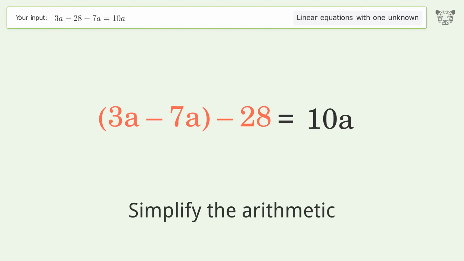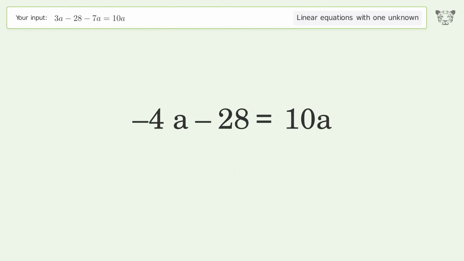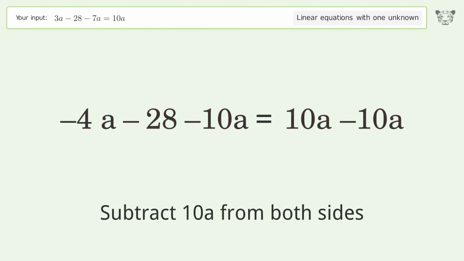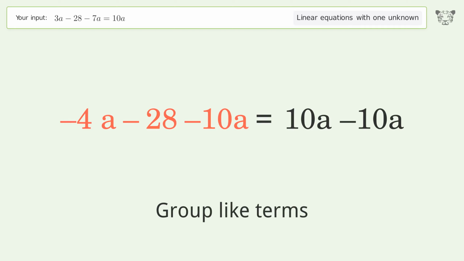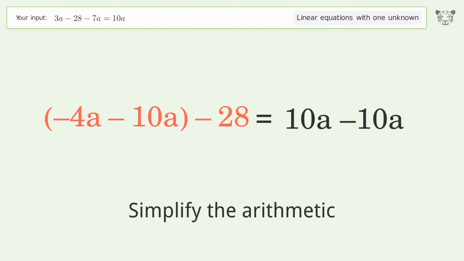Simplify the arithmetic. Group all a terms on the left side of the equation. Subtract 10a from both sides. Group like terms. Simplify the arithmetic.